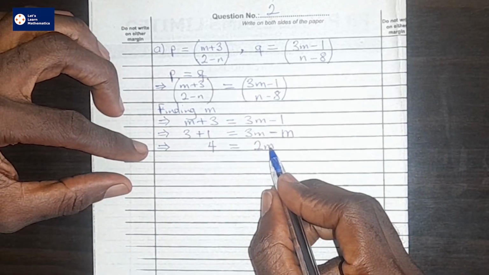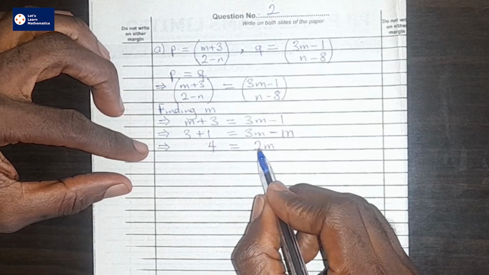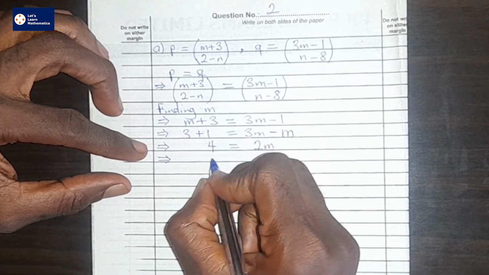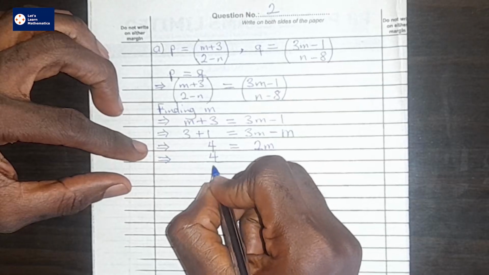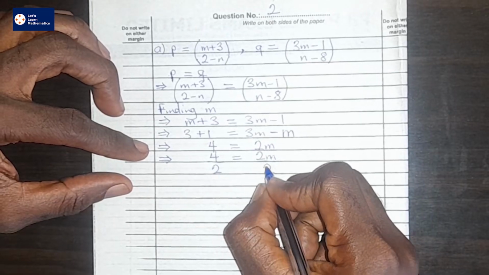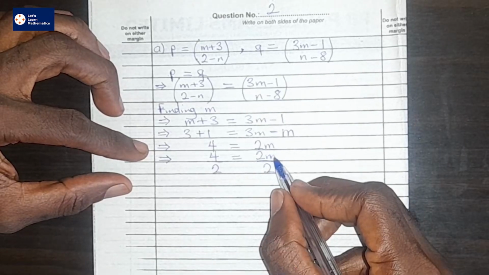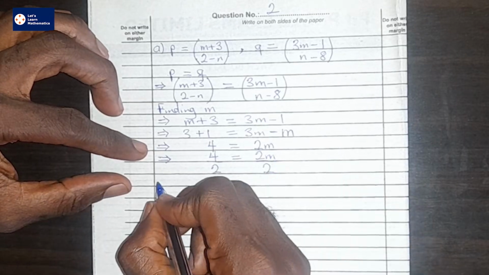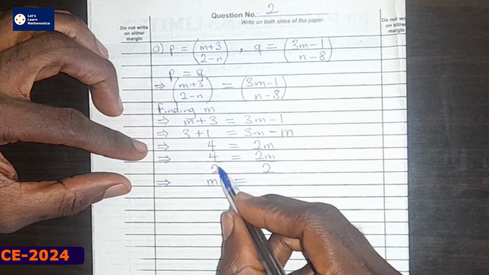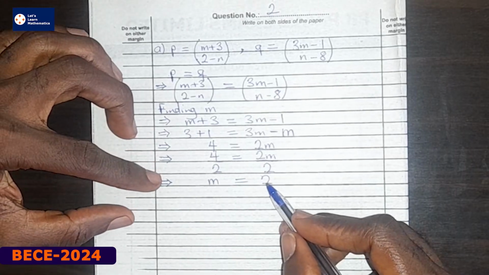Now I want m, so I have to divide both sides of the equal to symbol by the coefficient. So I'm dividing 4 by 2, then I'm dividing 2m also by 2. When you do that, this 2 will cancel this 2, so that here we'll have just m. Since this is an equal to symbol, we can just bring the m to the left hand side, and then 4 over 2 will give us 2. That means the value for m is 2.